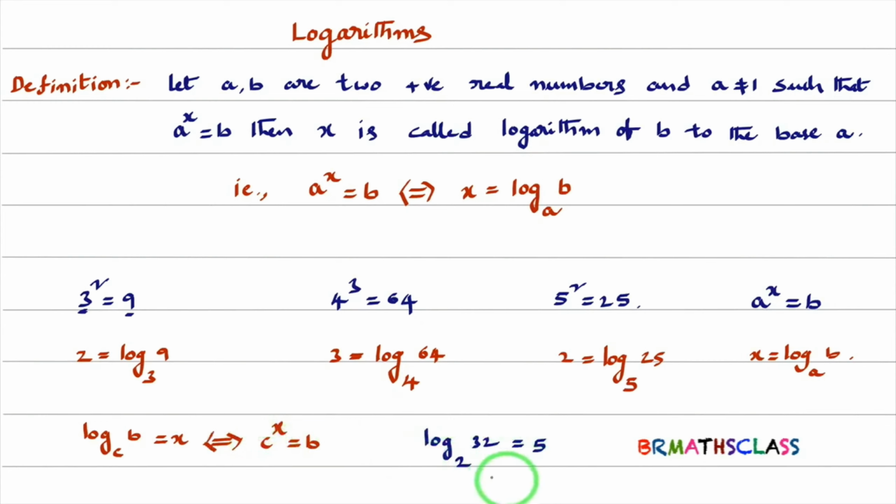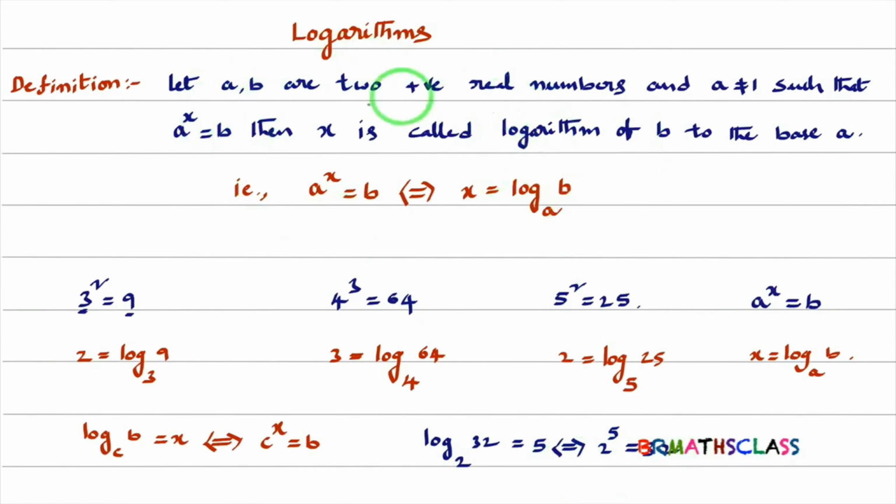Please observe this. Log 32 base 2 is 5. Logarithm of 32 base 2 is 5. How can you write this in the form of a power x equal to b? You just take this base power this number, 2 power 5 equal to 32. I hope you are understanding. This is the definition of logarithm.